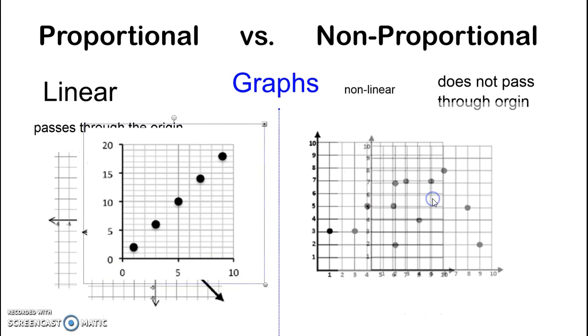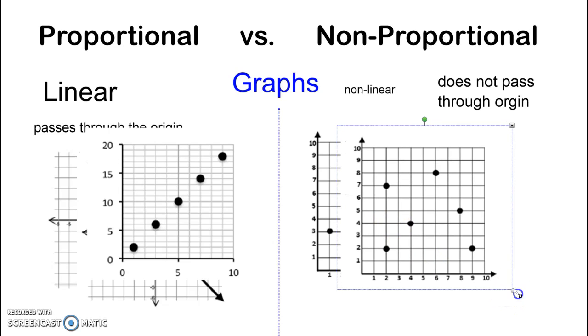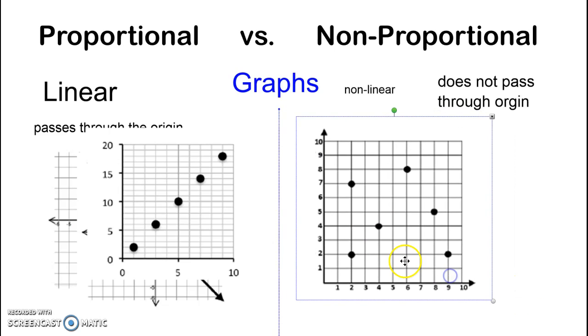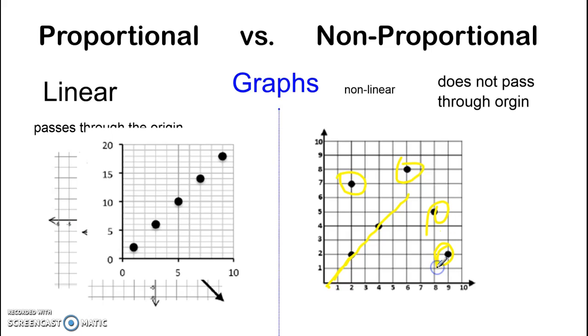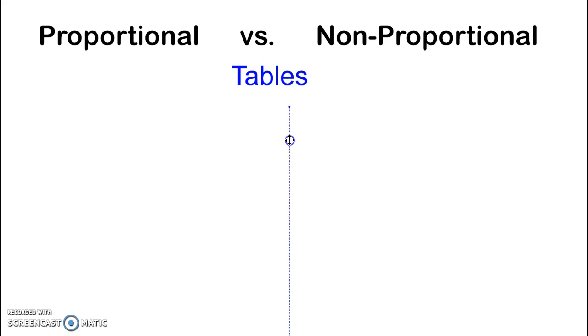And one final non-example. All of these points here are scattered all over the place. So you might be able to connect like these two and make it fit through the origin right there, but then you're missing all of these other points. So it would be non-proportional. And next we have tables. So tables are where you have to do a little bit more math.